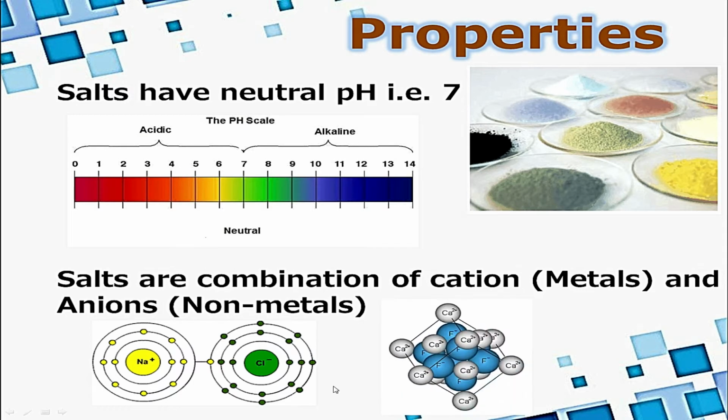Another example you can see here, calcium is attached with chloride ion. Calcium is a metal, so it is containing plus charge. Plus 2 charge means it is a cation. And chlorine is a non-metal, it is containing minus 1 charge, so it is an anion.